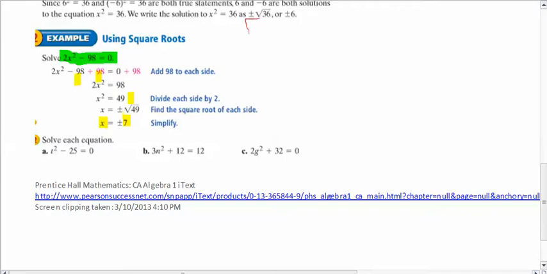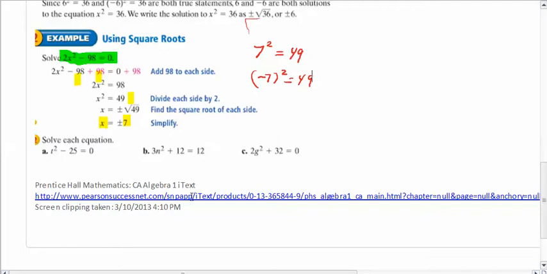Okay? Because if you have 7 squared, that's 49, yes? And if you have negative 7 squared, you get a positive 49. And that's why it can be a positive 7 and a negative 7. Okay, so now we're going to go ahead and do the A, B, and C together so you can kind of see what they did.